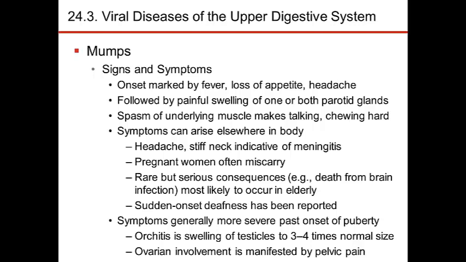Mumps is an acute systemic viral infection classically associated with the swelling of one or more of the parotid glands. The prodrome of mumps consists of low-grade fever, myalgia, headache, and anorexia. Mumps parotitis, which is the swelling of the parotid or other salivary glands, lasts more than 2 days and develops in about 70 to 90% of symptomatic infections of mumps.